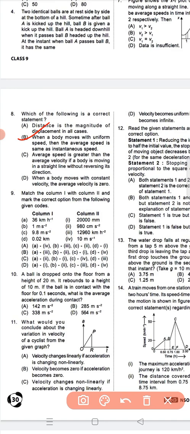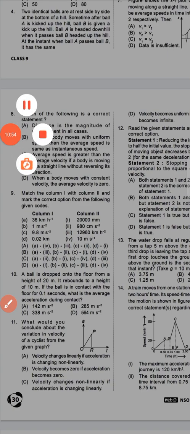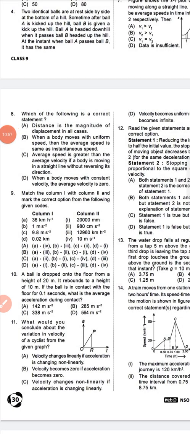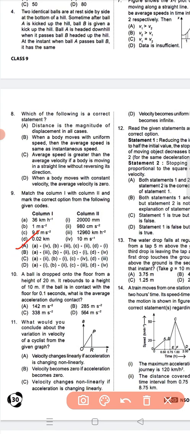Next, match column 1 with column 2 and mark the correct option from the given codes. Question number 9, column 1 has 36 km per hour, 20,000 nanometer, 1 m s^-2, 9.8 m s^-2. Option A is the correct answer: A4, B3, C2, D1.